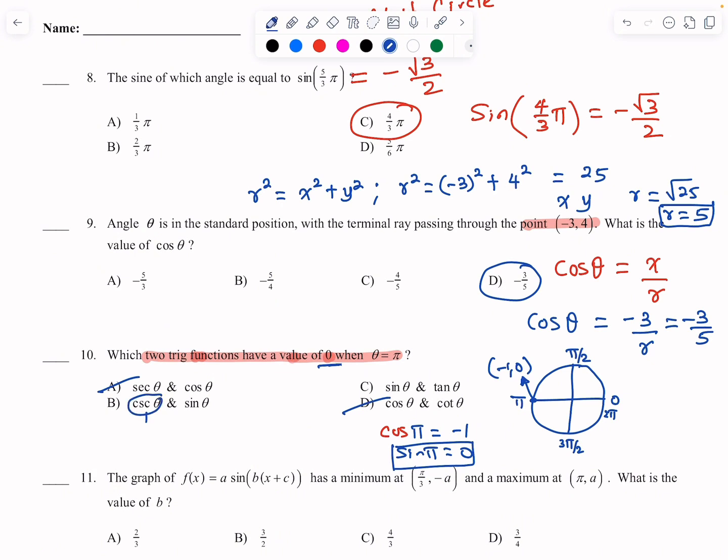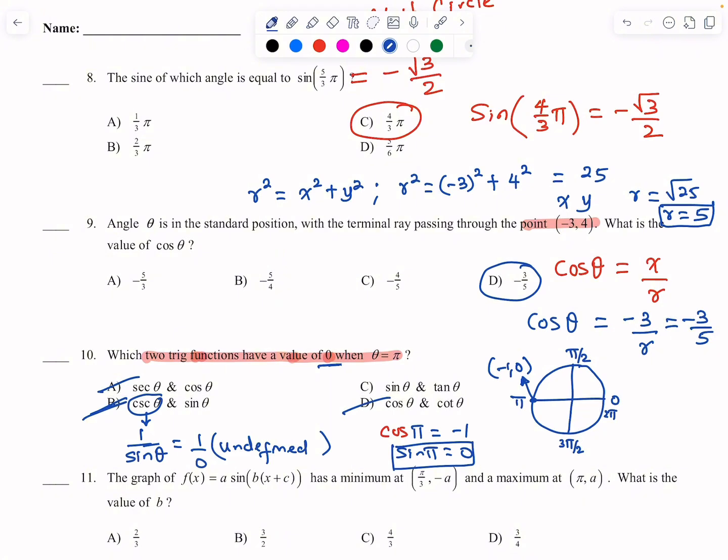Now this one means that I have to do 1 over sine. So that one means 1 over sine. And if you think about it real quick, 1 divided by 0 is what? Undefined. So it cannot be that. So it cannot be this one.